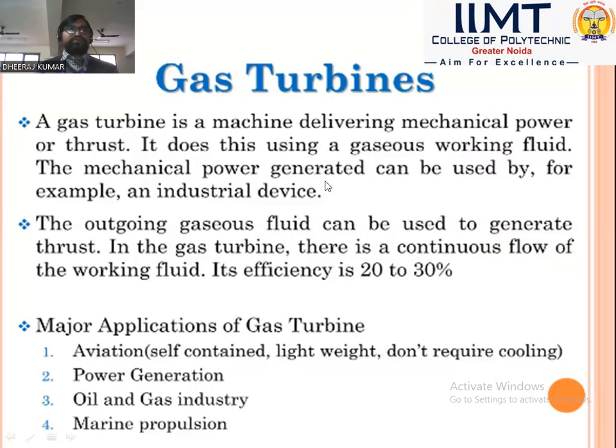A gas turbine is a machine delivering mechanical power or thrust. It does this using a gaseous working fluid. The mechanical power generated can be used by various industries such as power generation, oil and gas industry, and marine industry. The outgoing gaseous fluid can be used to generate thrust. In the gas turbine, there is a continuous flow of the working fluid. The efficiency of the gas turbine is 20 to 30%.